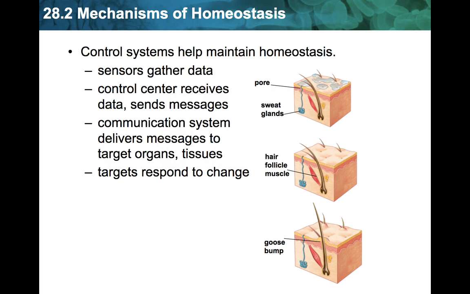So this would be considered a sensor. This sensor is gathering data, right? Your skin can tell when it's cold outside, and therefore goosebumps will happen. The control center receives the data, that temperature change, maybe it's cold, maybe it's hot, and then it sends a message. We'll learn about sending messages to the brain later on. But there's a communication system within your body that's going to deliver the message to all of the organs throughout your entire body, which is how your body knows how to respond to the environment.